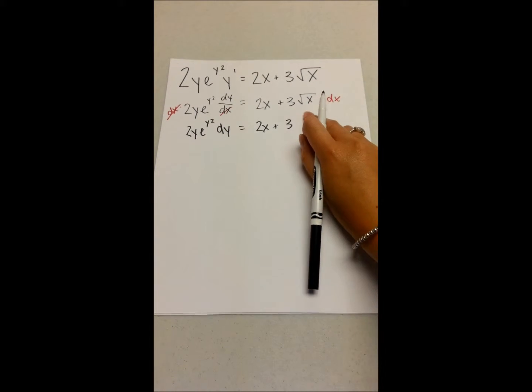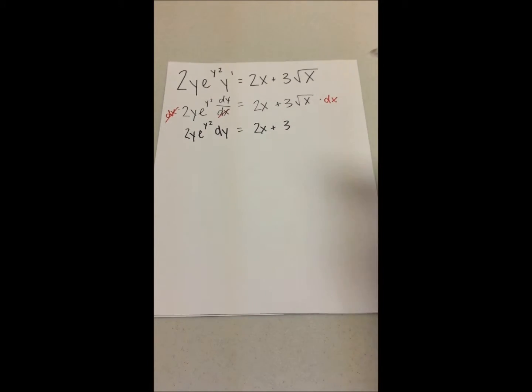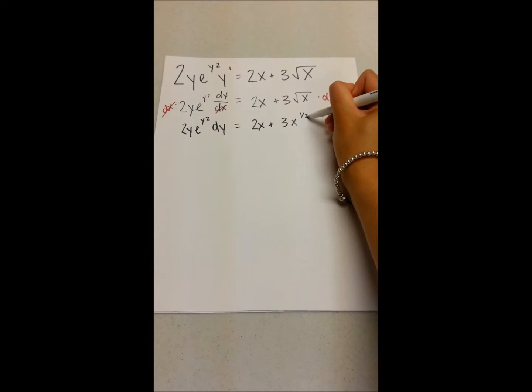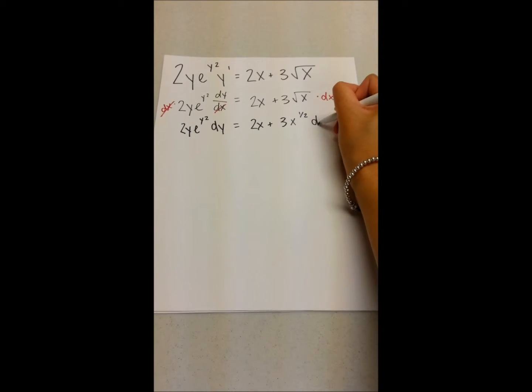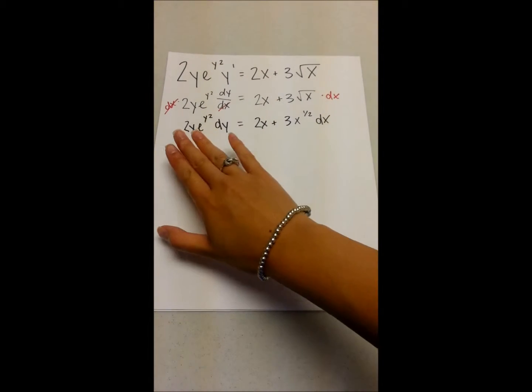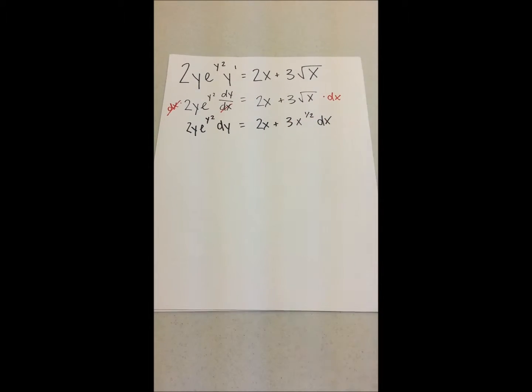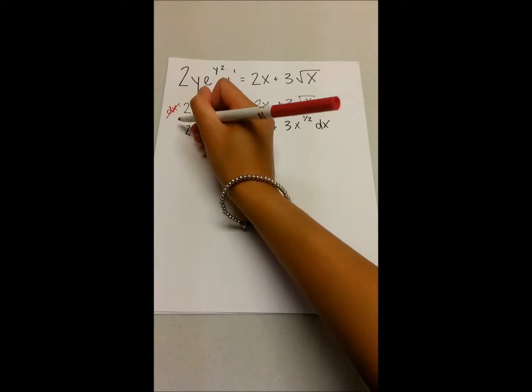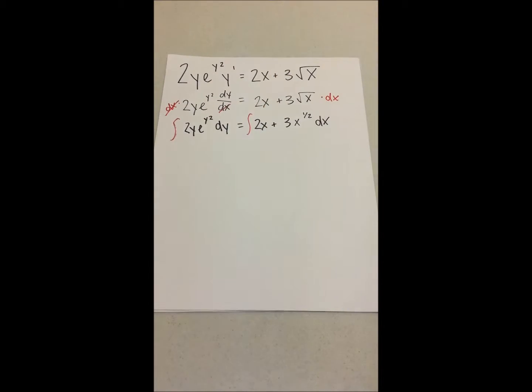We can rewrite square root of x as x to the 1/2, which will make it easier, and we have our dx. So now we have all of our y's on one side and all of our x's on the other, so we can go ahead and integrate both sides.